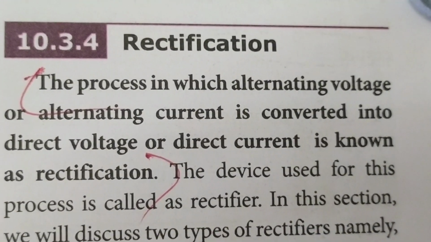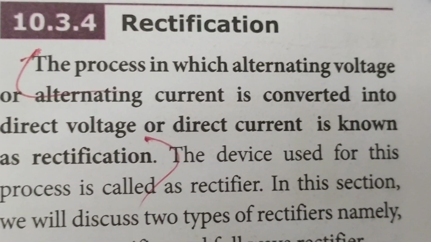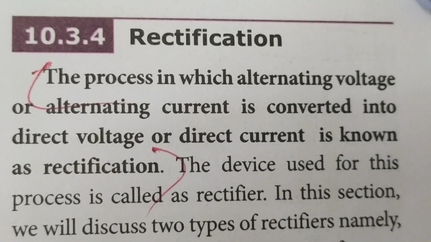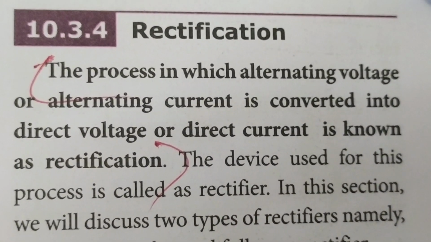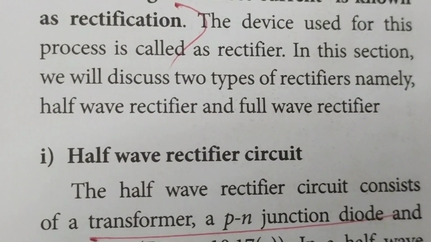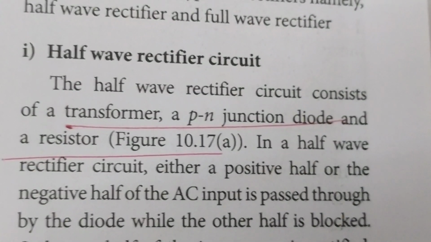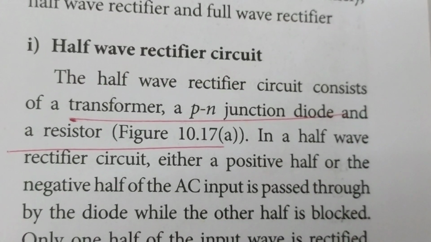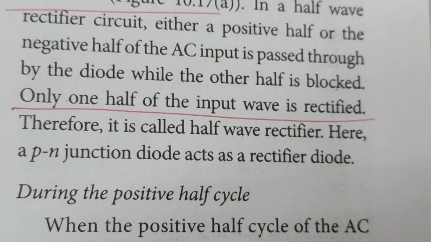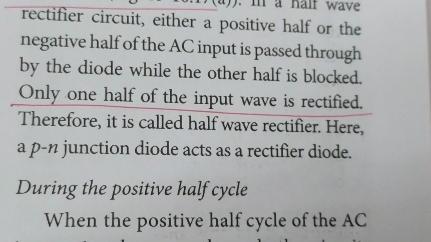Rectification means you are converting alternating voltage or alternating current into direct voltage or direct current. That means alternating is converted into direct. This is called a rectifier. Here we are going to see two rectifiers, the half wave rectifier and the full wave rectifier. In the half wave rectifier circuit you have a transformer, a PN junction diode and a resistor. Only one half of the input wave is rectified, so it is called a half wave rectifier.